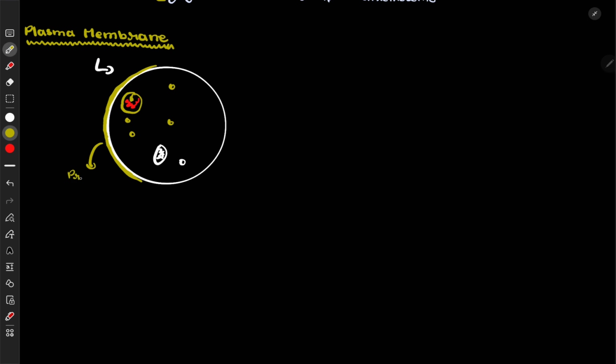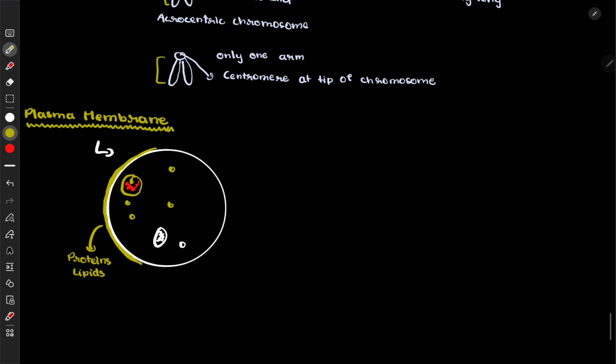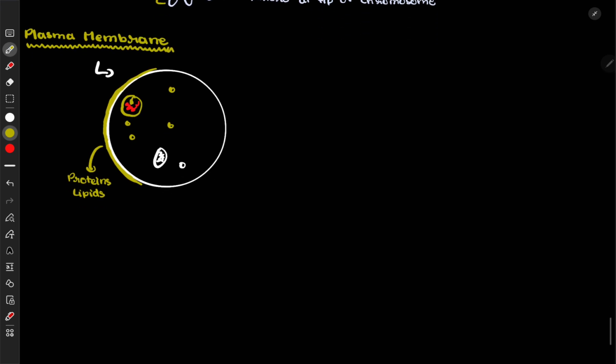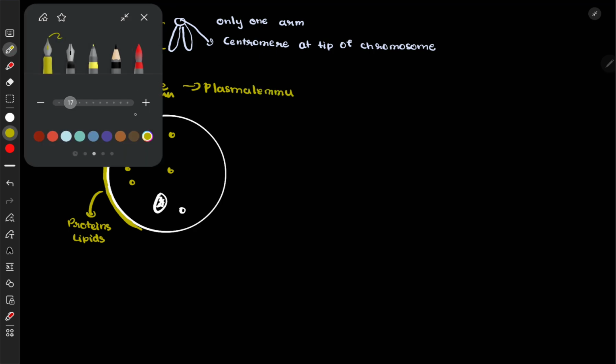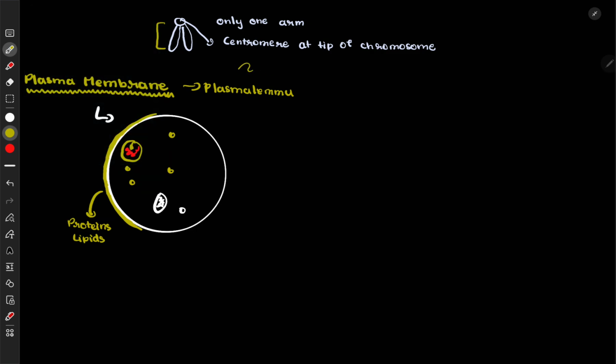Okay, sorry, my bad. Proteins and lipids. Fine, it's made up of proteins and lipids. Now, this is the cell membrane or the plasma membrane. They also have a fancy name, also called the plasmalemma, which we really don't need to focus on. So don't focus on this at all.